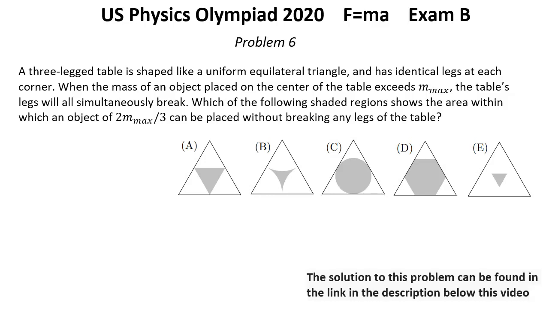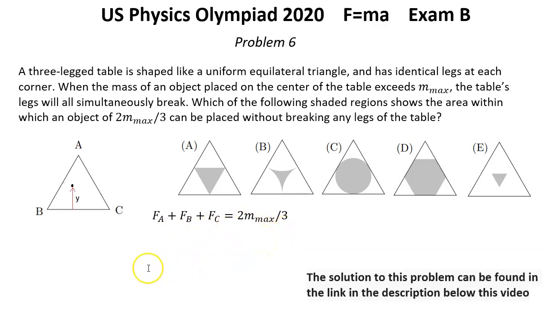Let's place our triangle and label all corners by letters A, B and C. Let's place our mass at distance y from base side BC, and the total height of the triangle is h. So it means that we can write two equations for equilibrium. First equilibrium equation is Fa plus Fb plus Fc equals 2m max over 3.